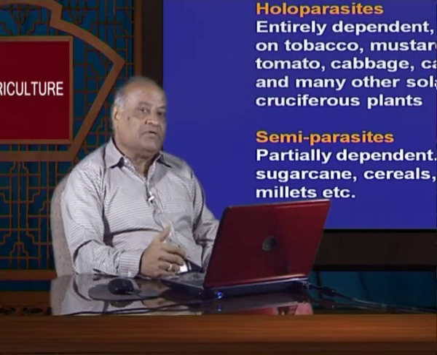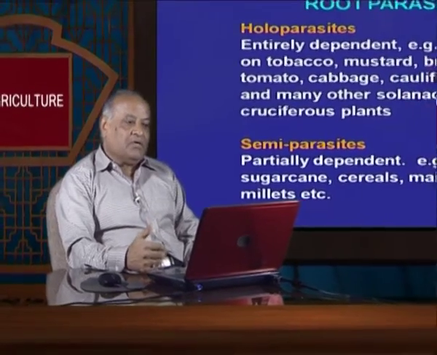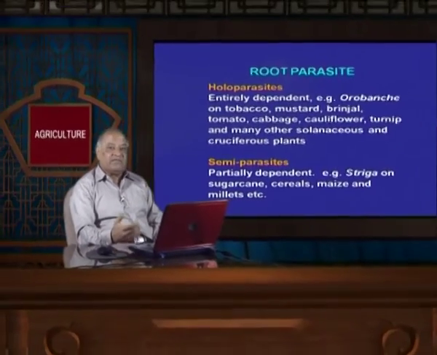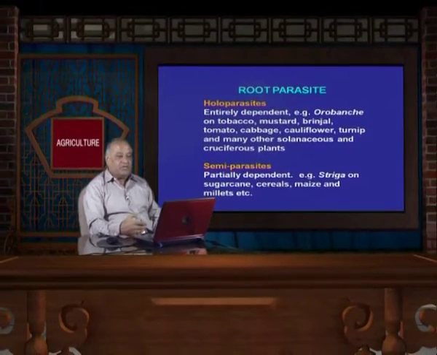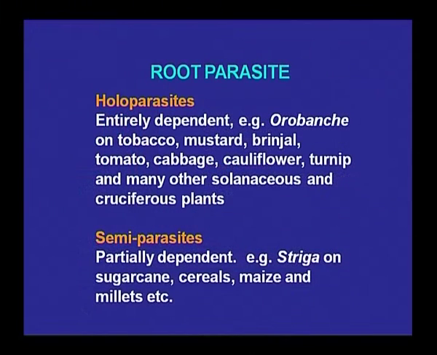Then we come to the root parasites. Again there are holoparasites and semiparasites. In the category of holoparasites which are entirely dependent, Orobanche is one of the glaring examples, and it parasitizes mostly on the vegetables and oilseed plants like tobacco, mustard, brinjal, tomato, cabbage, cauliflower, turnip and many other solanaceous and cruciferous plants.